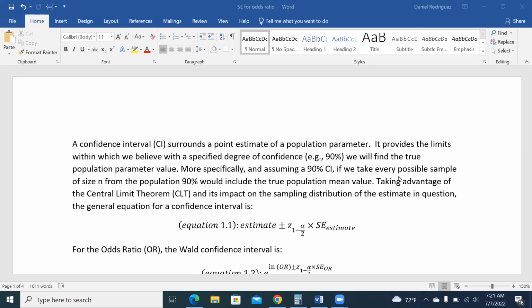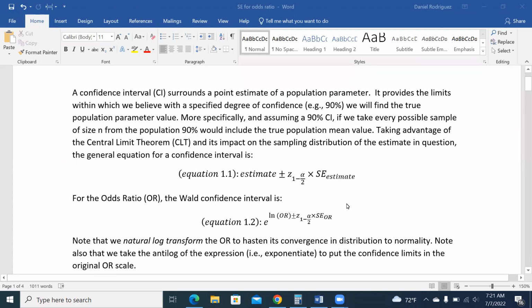We calculate confidence intervals because we're interested in how accurate our estimates are in terms of representing the true population parameter value. We calculate our confidence intervals around parameter estimates. Parameter estimates are also known as statistics. Statistics are taken from samples, and the idea of doing statistics is to get estimates of population parameters. This is your prototypical equation for a confidence interval.